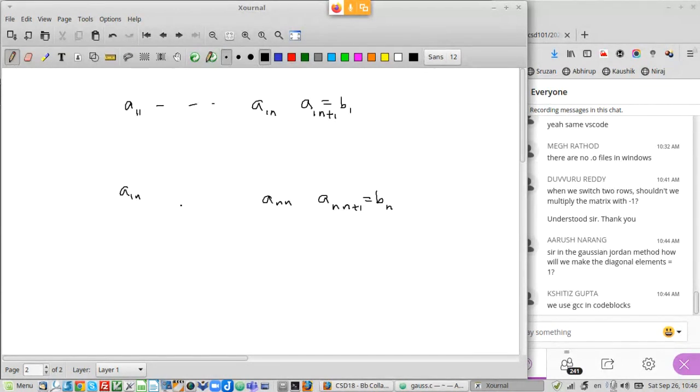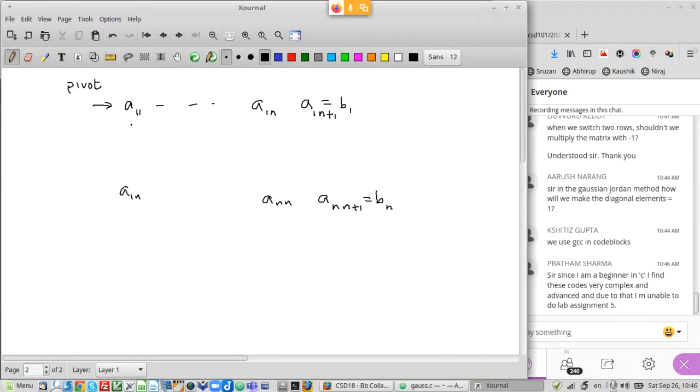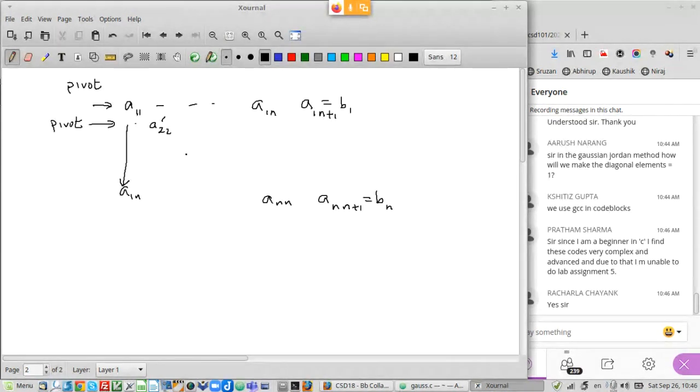So in the Gauss-Jordan method, you do the same process, except remember in the Gauss elimination method, we start with this as our pivot row. Then we eliminate everything from here to here. Then we take the next row, this becomes our pivot row, and again we eliminate. So let us say this has become a2 dash after the elimination. Then everything below this you are eliminating.